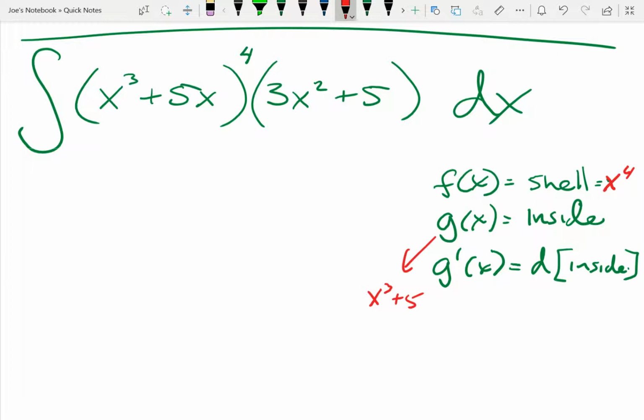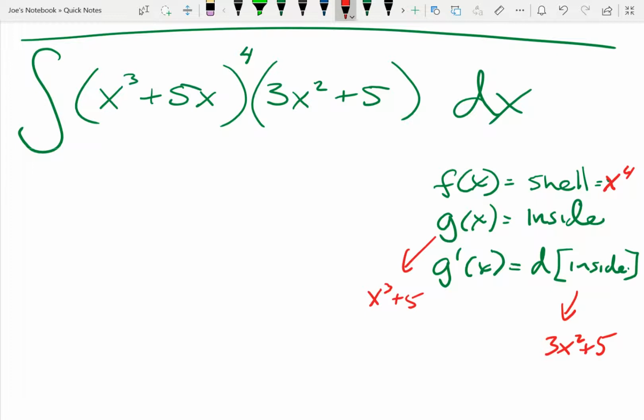2, what is the derivative of the inside? Derivative of the inside is 3x squared. 3x squared plus 5. Okay. All right, so here we go.